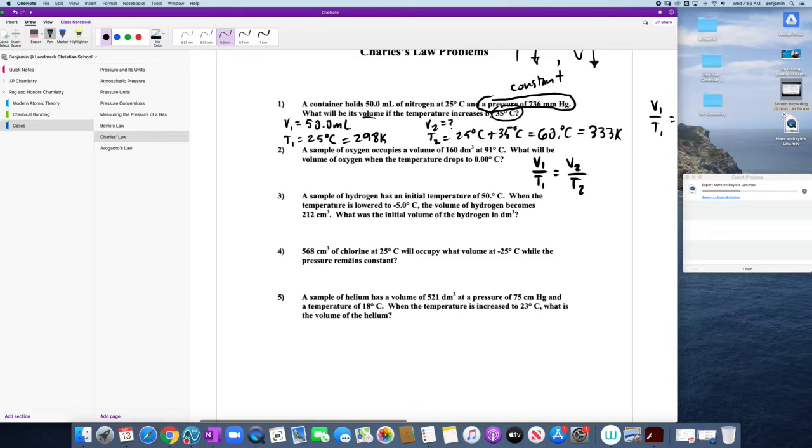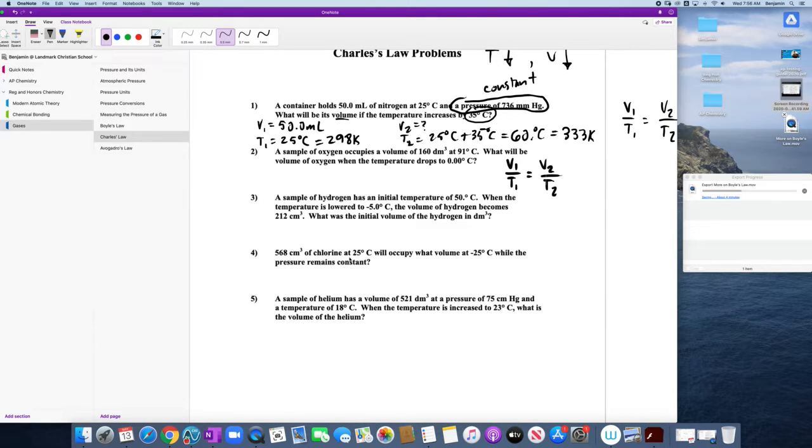Okay, so let's have a look at number 2 here. A sample of oxygen occupies 160 cubic decimeters. That's the same thing as liters, by the way. It's just a nice reminder that that's the exact same thing as a liter. 91 degrees Celsius, what will be the volume of oxygen when the temperature drops?